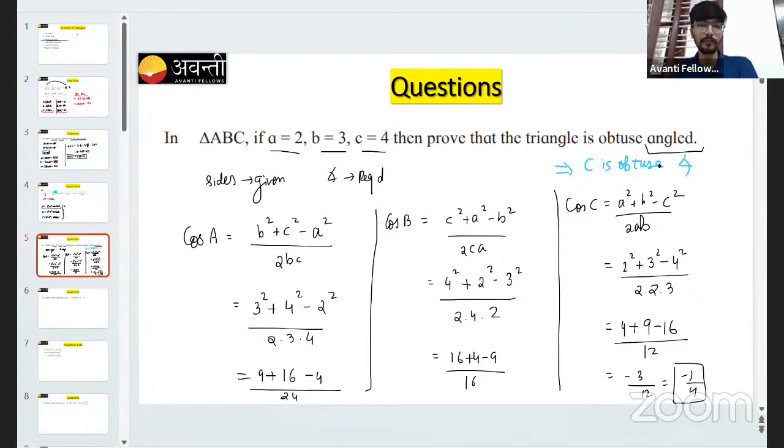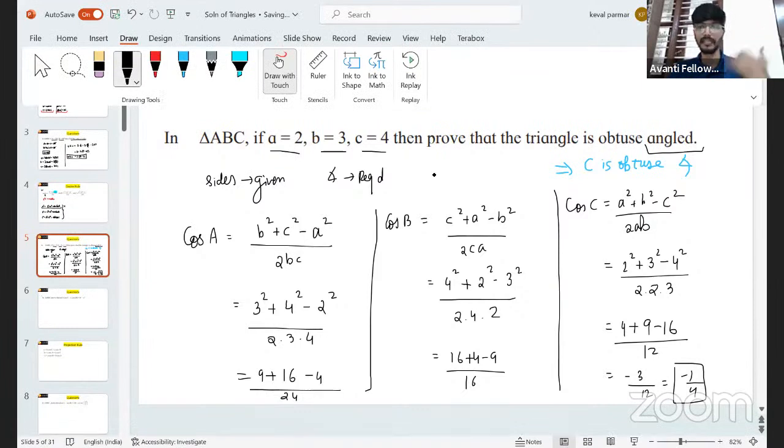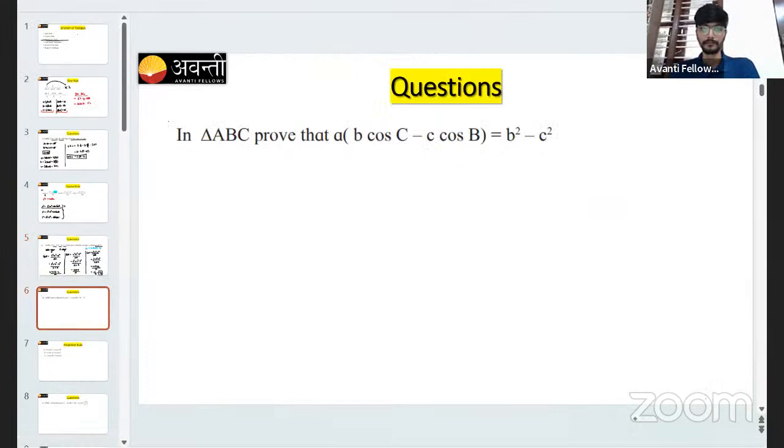C is an obtuse angle. And what does C being an obtuse angle mean? C is an obtuse angle means that the triangle is an obtuse angled triangle. Correct? Okay. If it is clear, let's move on to the next question.